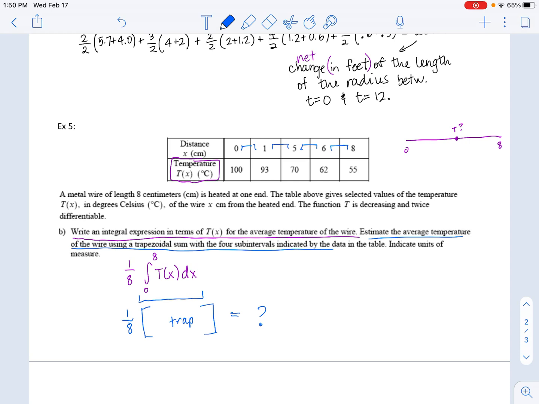So get that calculator out and good luck. Accurate to 3 decimals, please. And also include units.